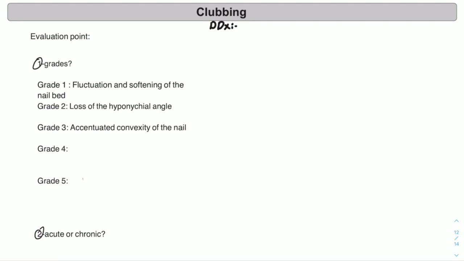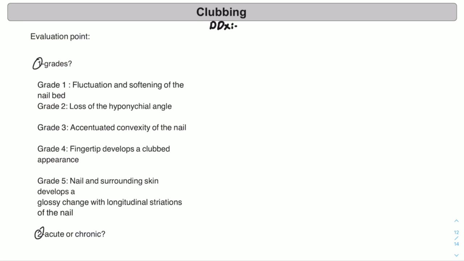Next, let's talk about clubbing of fingers. We have 2 main evaluation points: grades of clubbing, and whether it is acute or chronic. First of all, grade. Second, whether it is acute or chronic. Grade number 1, there is fluctuation and softening of the nail bed. Grade number 2, there is loss of the hyponychial angle. Grade number 3, there is accentuated convexity of the nails. In grade number 4, we can see that the fingertip develops a clubbed appearance. And in grade number 5, the nail and the surrounding skin develop a glossy change with longitudinal striations of the nail.